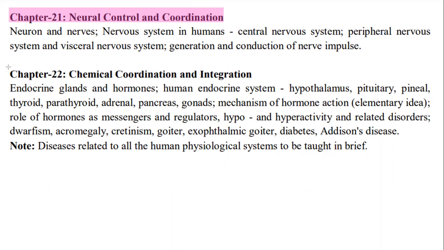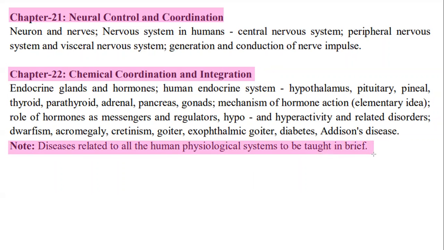And after that comes chemical coordination and integration. From that chapter, what you have to cover is endocrine glands and hormones, human endocrine system, hypothalamus, pituitary, pineal, thyroid, parathyroid, adrenal, pancreas, gonads, mechanism of hormone action. There is just an elementary idea. Role of hormones as messengers and regulators, hypo and hyperactivity and related disorders, dwarfism, acromegaly, cretinism, goiter, exophthalmic goiter, diabetes, Addison's disease. Now, diseases related to all human physiological systems are to be taught in brief.